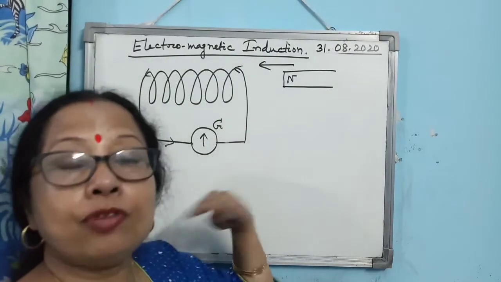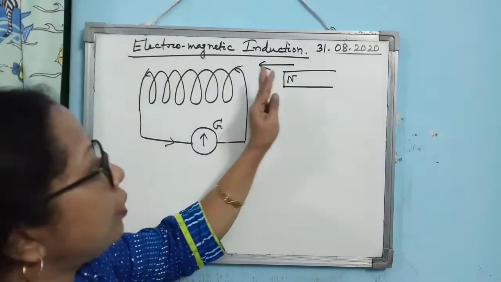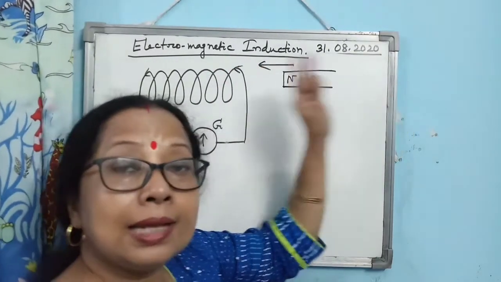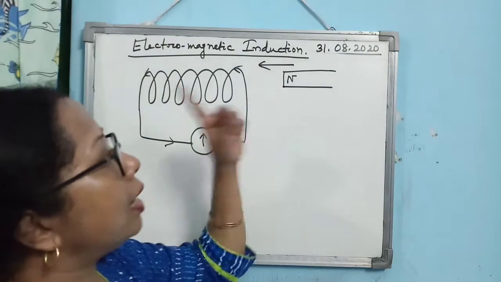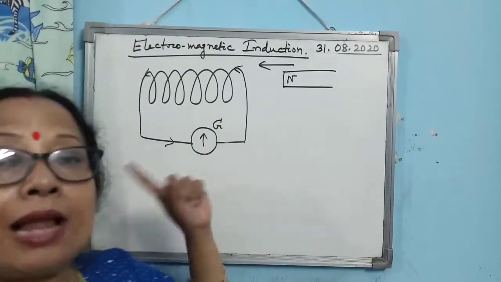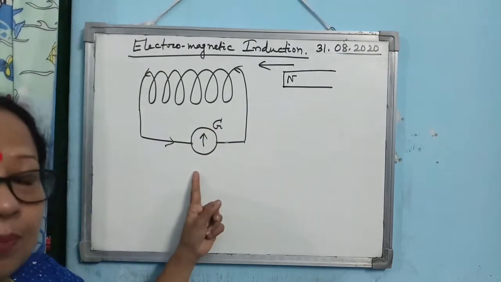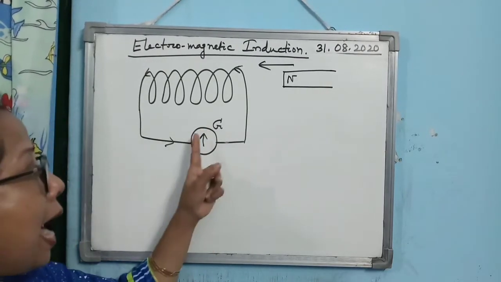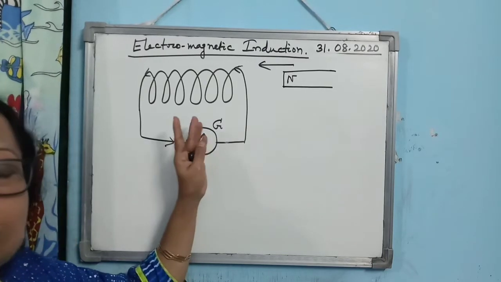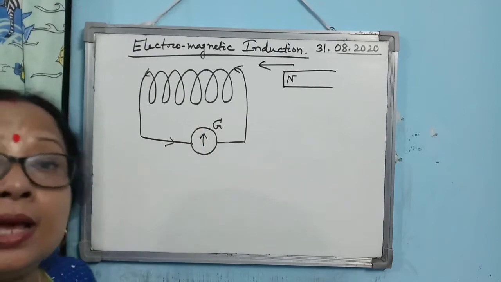Okay. Now, instead of bringing the north pole towards the coil, if you take the north pole away from the coil, then also you will see that as long as the north pole is in motion, moving away from the coil, the galvanometer will deflect, meaning a current is passing through the closed circuit. In this case the galvanometer will deflect towards the left, meaning from right to left.